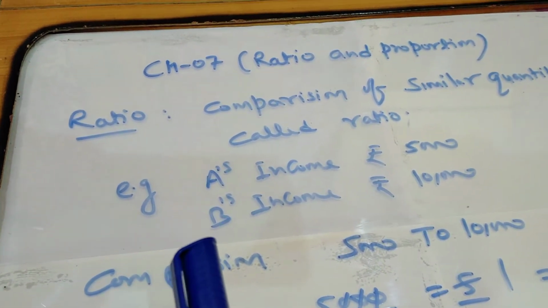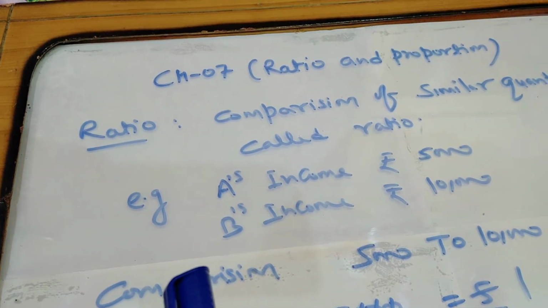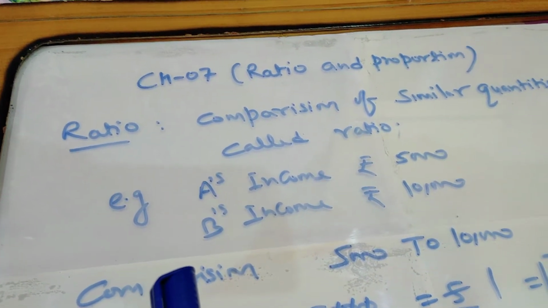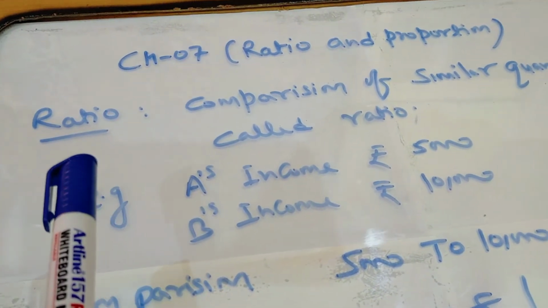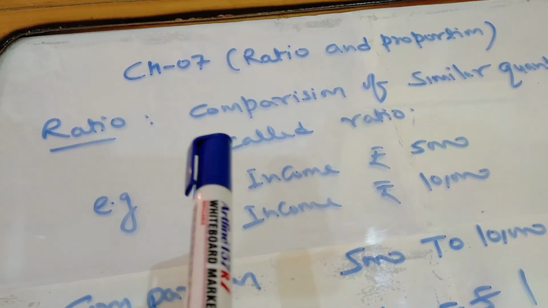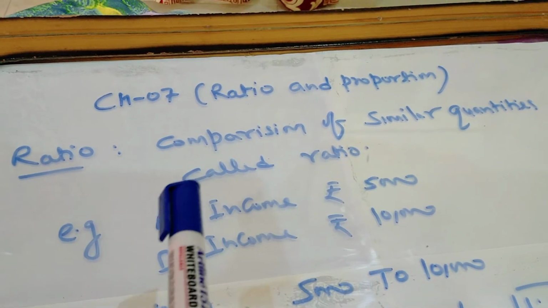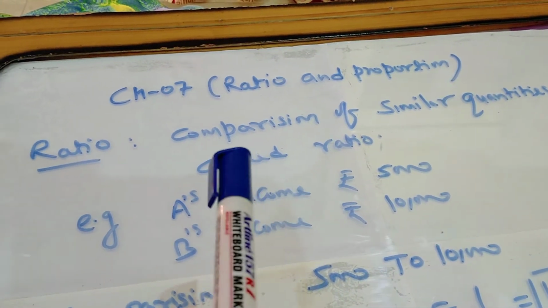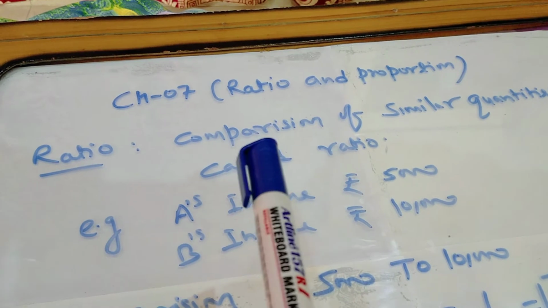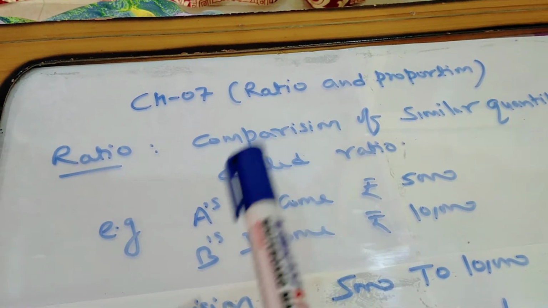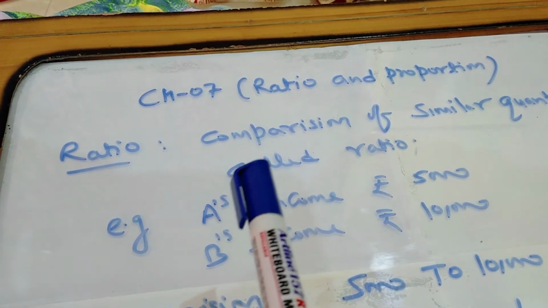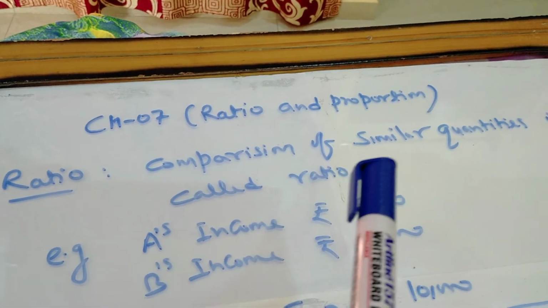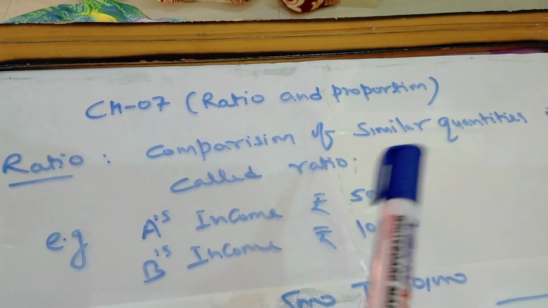Here we are going to start the next chapter, chapter number 7, ratio and proportion. But before starting this chapter, I want to clarify the definition of ratio. You know, comparison of similar quantities is called ratio. Comparison of similar quantity means you cannot compare money with quantity. If you want to give the comparison, it has to be between similar quantities.